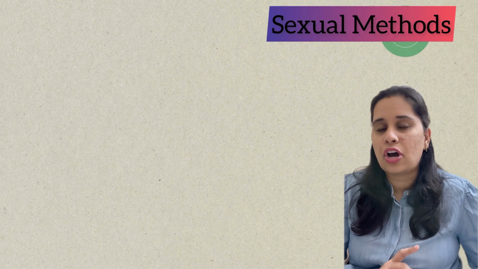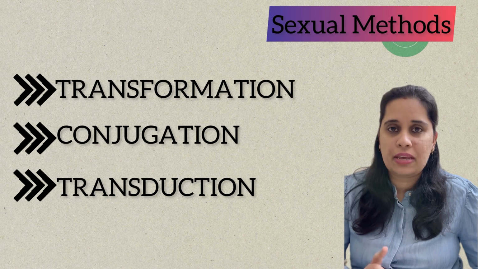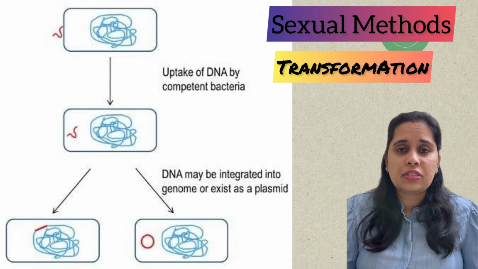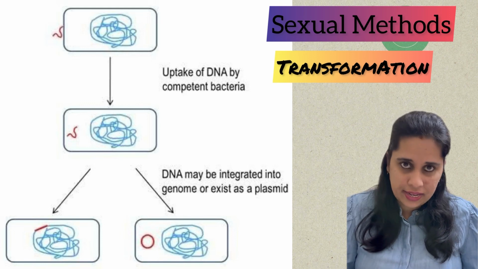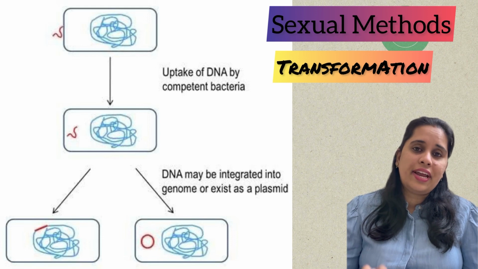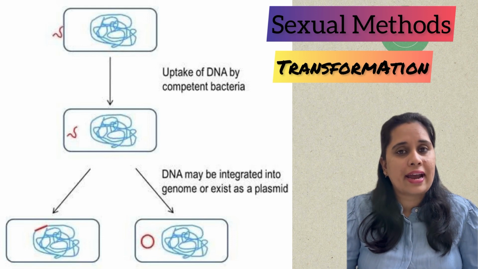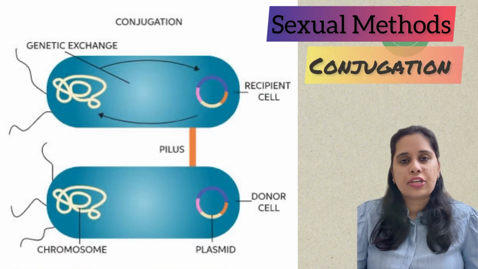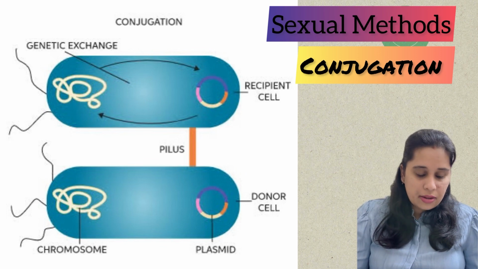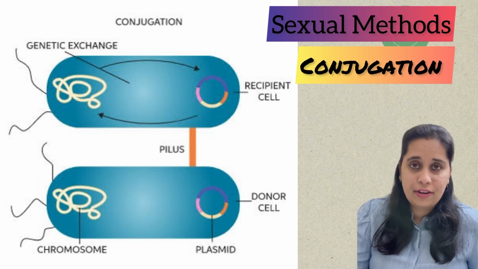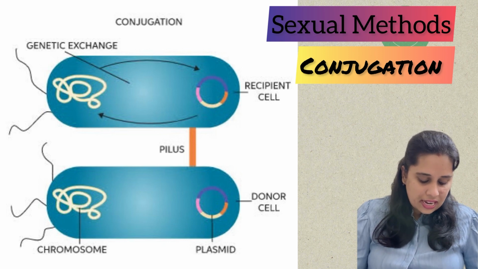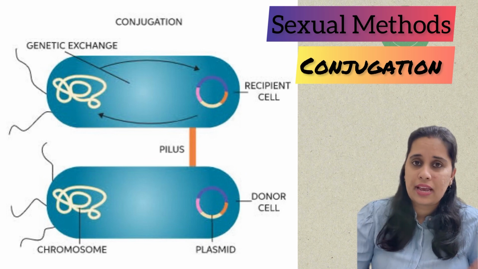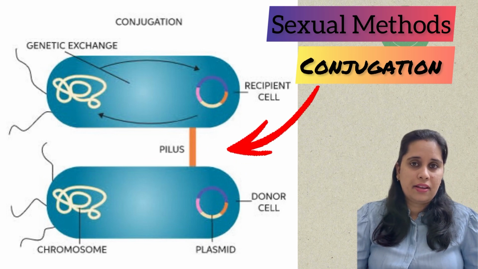Although bacteria are not differentiated into male or female sex organs, there are sexual methods. The first method under the sexual method is transformation. This was discovered by Frederick Griffith in 1928. The second is conjugation, discovered by Lederberg and Tatum in 1946. Here the genetic material is transferred, as you can see on the screen, from one bacterium to another with the help of a conjugation tube or the sex pili.